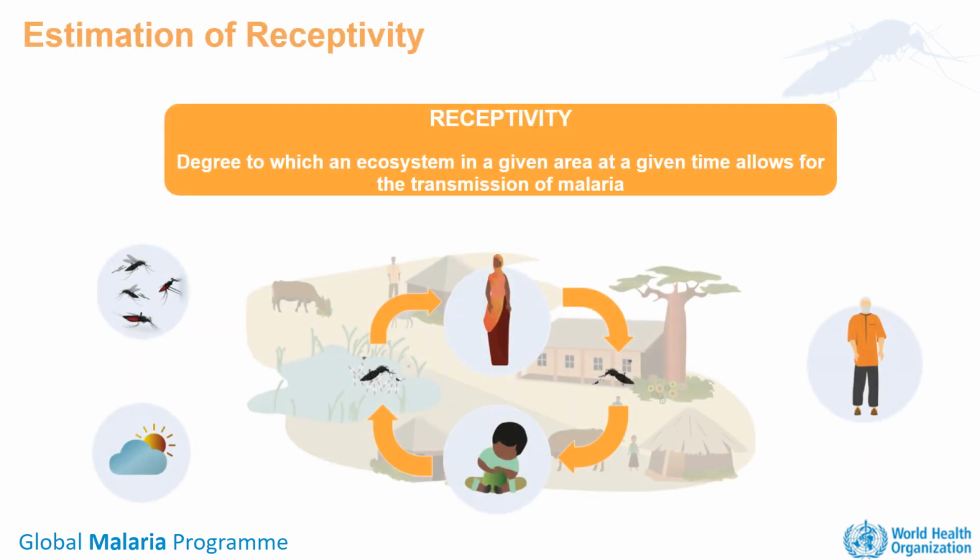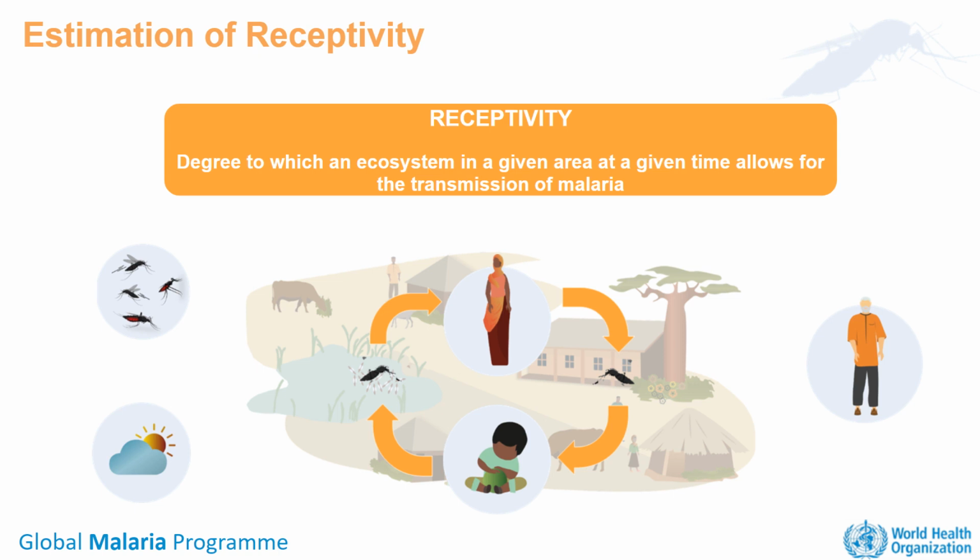We were introduced to the concept of receptivity in the first half of this unit. Receptivity is the degree to which an ecosystem in a given area or a given time allows for the transmission of malaria. Vectorial capacity is strongly related to receptivity, and therefore receptivity can be established through entomological indicators.